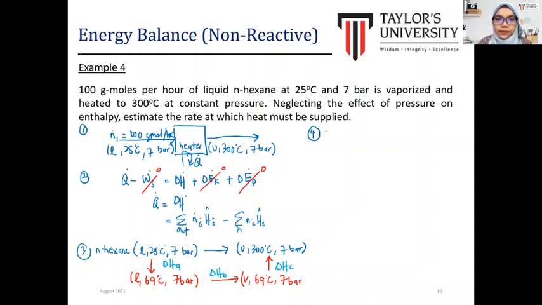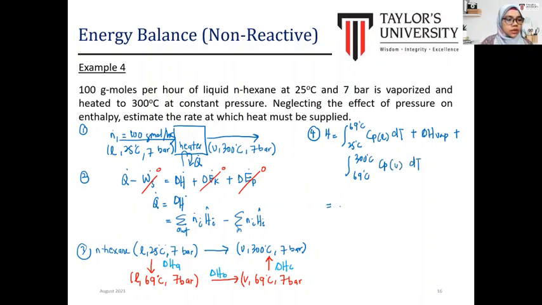So delta H equals, because we only have different temperature, for the temperature from 25 to 69, the integral of Cp in liquid dT, plus, for delta H_B, we have the change of phase, so for the vaporization, plus the third, temperature from 69 to 300, the integral of Cp in vapor dT.